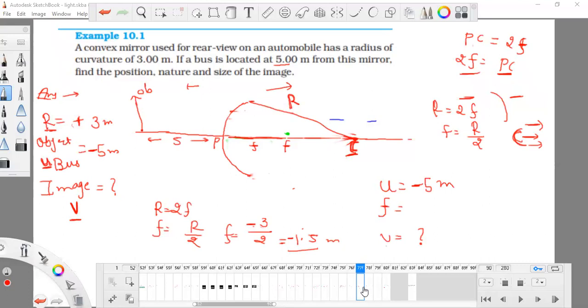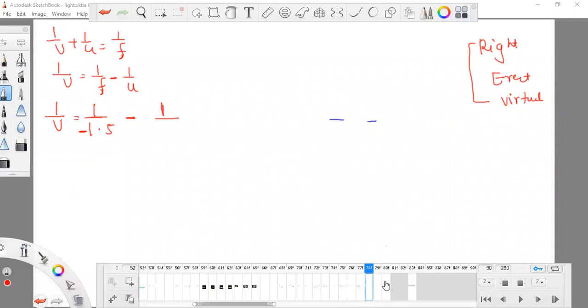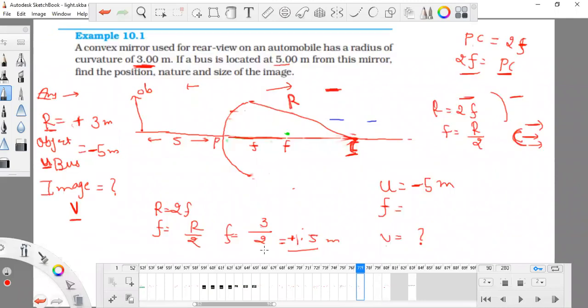No, wait, R is in plus now. Yeah, it will be in plus, because R resides at the right side, so it is in positive sign. F is not negative. F will be positive, because R is positive. R is positive, and F is half of this R, so it will be positive.